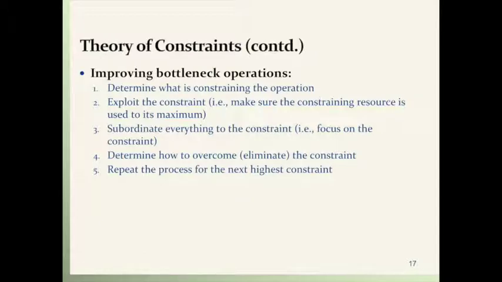So here's how you improve bottleneck operations using the theory of constraints. First, you determine what is constraining the operation. You exploit the constraint. In other words, you make sure that the constraining resource is used to its maximum. So the bottleneck becomes the priority. You subordinate everything to the constraint. You focus on the constraint. You determine how to overcome or eliminate the constraint. And then you repeat the process for the next highest constraint, because as soon as you eliminate this bottleneck, a new bottleneck will form.